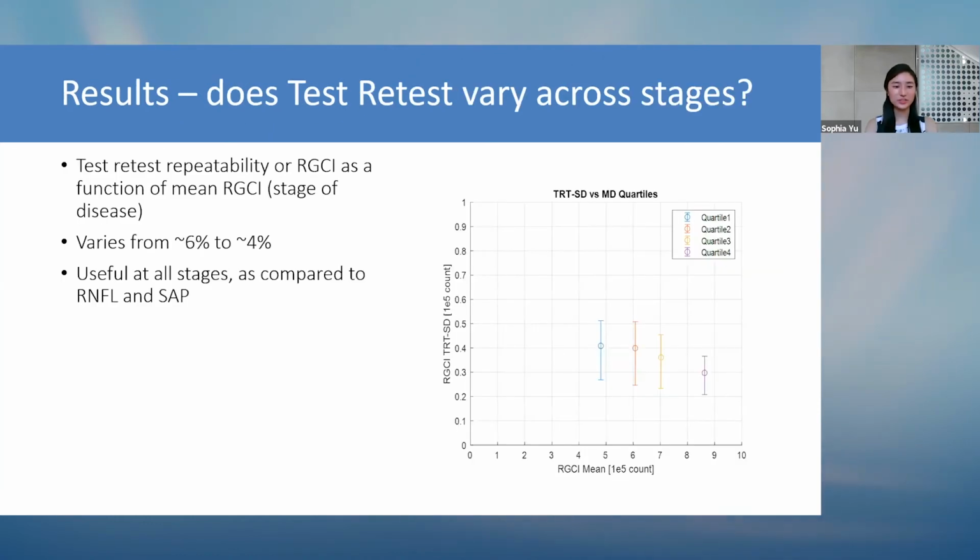The last thing we looked at was whether the variability depended on the disease state, since this can limit applicability. In the end, it varies a bit, but not by very much. For very normal eyes, it can be as low as 4%, but for more diseased eyes, it may be as variable as 6%. 6% is still an acceptable variability.